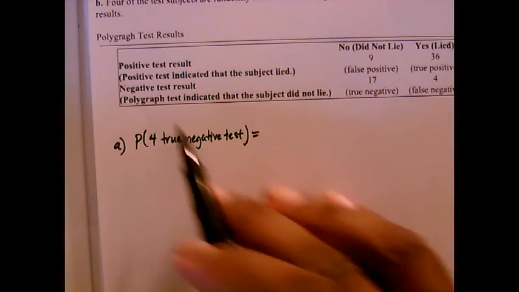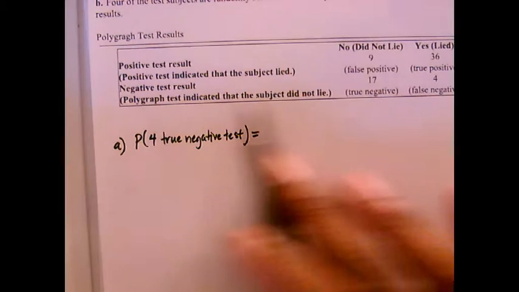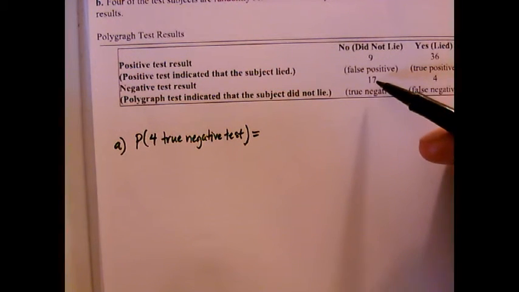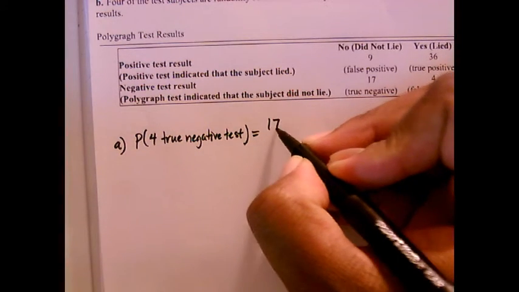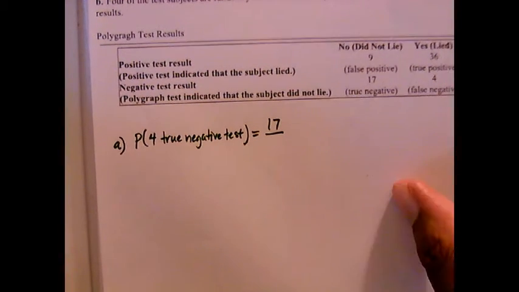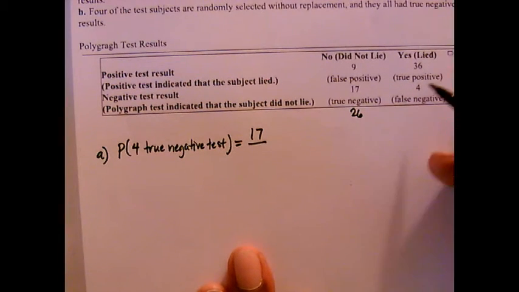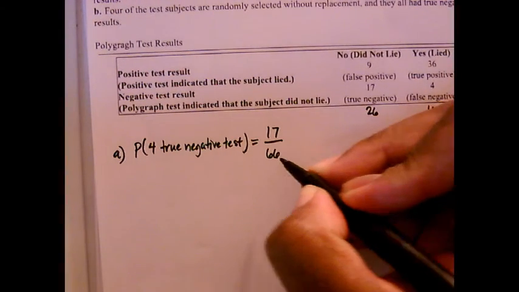Now for a negative test result, in this case a true negative test result, that means that the person did not lie and the test came back negative. So that's a true negative test result right here. That number is 17, out of the grand total. We can get those totals here: this will be 26, that's 40. Add 26 and 44, you're going to get 66. Now if you add across, you get 45 and 21, that's also 66. So the grand total here is 66.